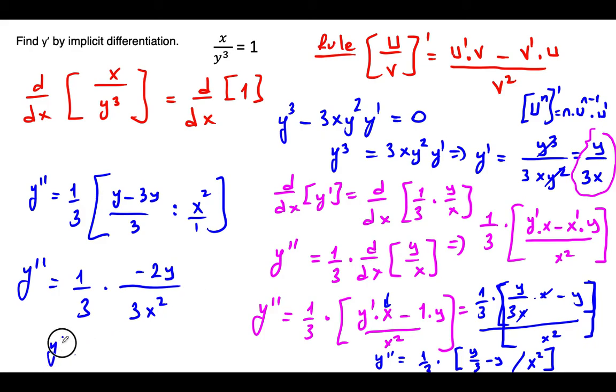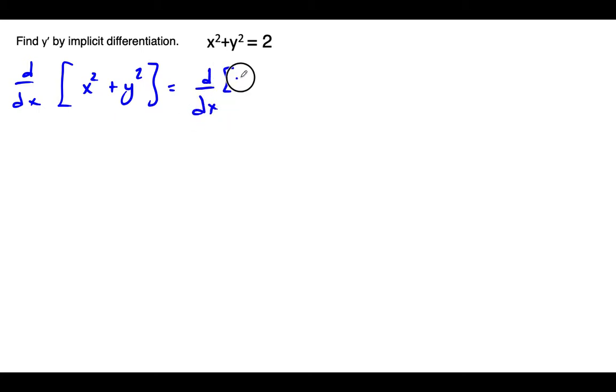If I wish, I can say that negative 2 over 3 times 3, 9 times y over x squared. This is 9, okay? So that's the second derivative. Okay, now let's continue finding this. So the same thing, d dx of x squared plus y squared is equal to d dx of 2.